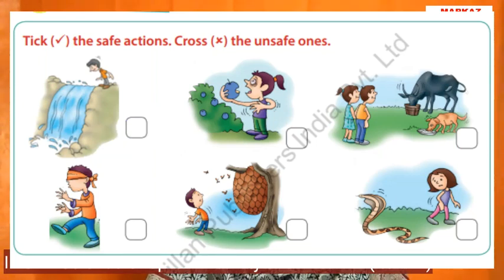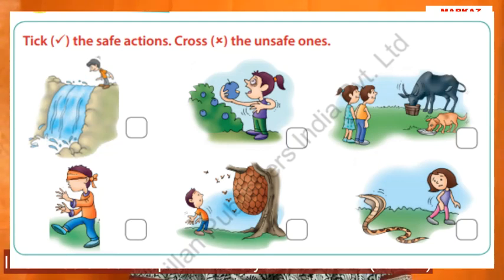Second one, a girl is holding an apple in front of her mouth and about to eat it. That's not the way. She has to wash the apple, she has to cut the apple, de-seed the apple, and then only she has to eat. So that is also a wrong action.